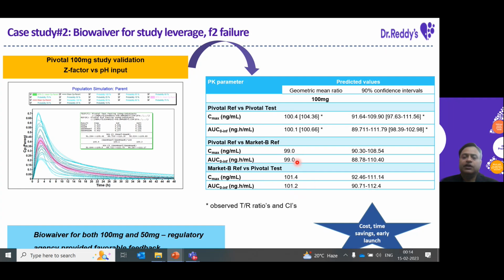And as you can see, the T by R ratios as well as the 90% confidence interval are within the specified range. And hence, we received favorable feedback from that particular regulatory agency, and we could avoid doing the BE study, which again led to a huge saving of cost and time, and also early market entry.